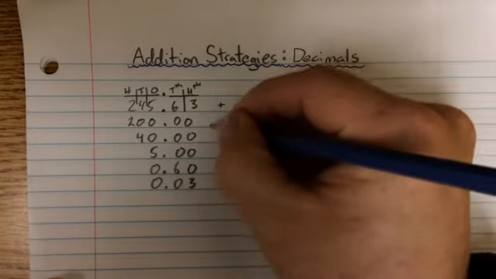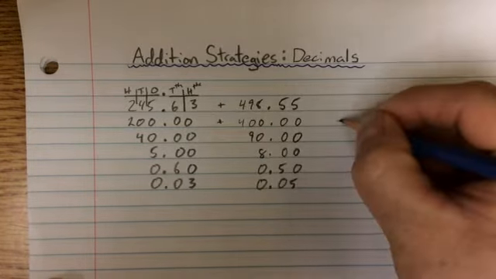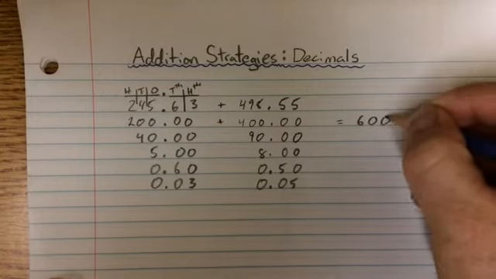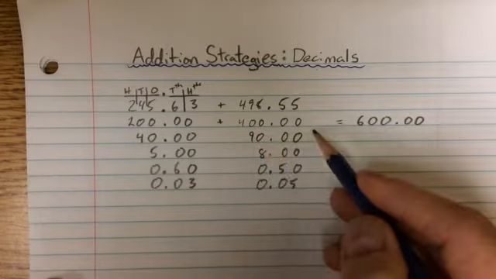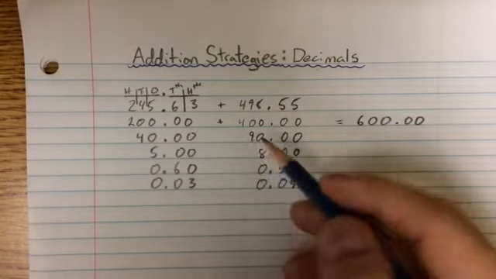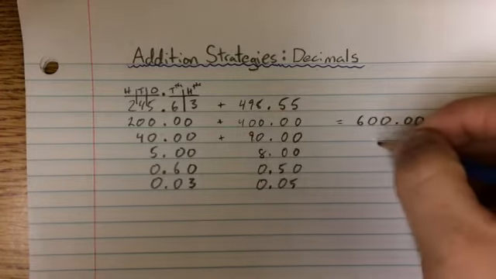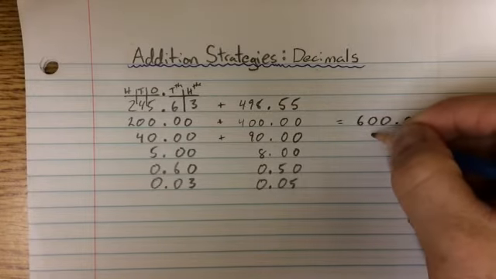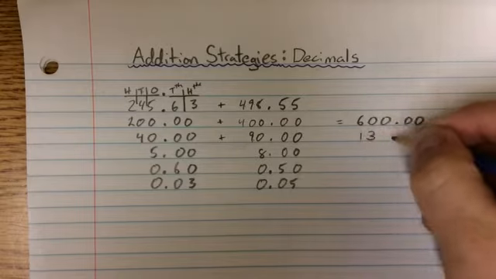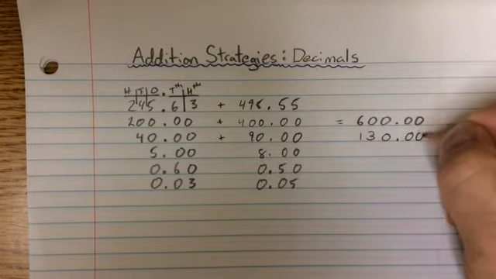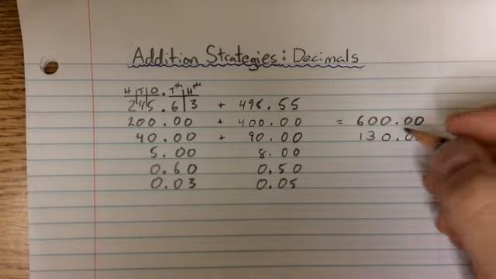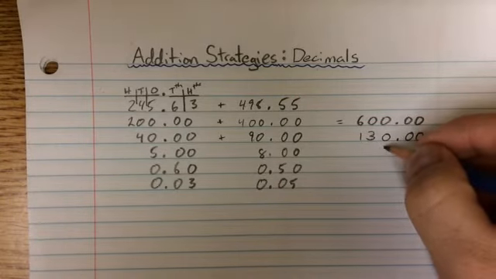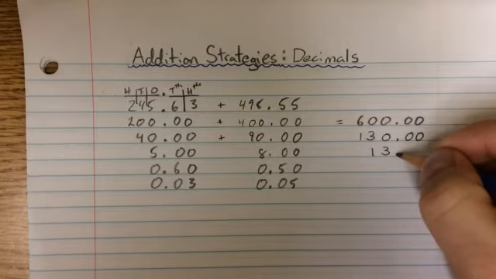So I can say that 200 plus 400 is equal to 600. Same thing, 40 plus 90, or 4 plus 9, is 13, but it's 13 in the tens place. This is the tens place, so I have to write 13. There's my 3, and there's my 1. So I have 13 tens. 5 and 8, again, that makes 13, but I'm in the ones place this time, so I put my 3, there's my 1.